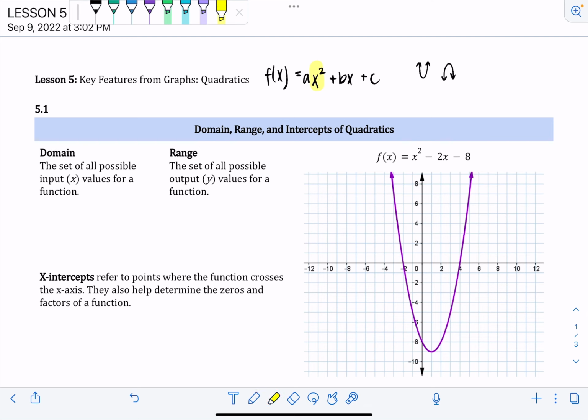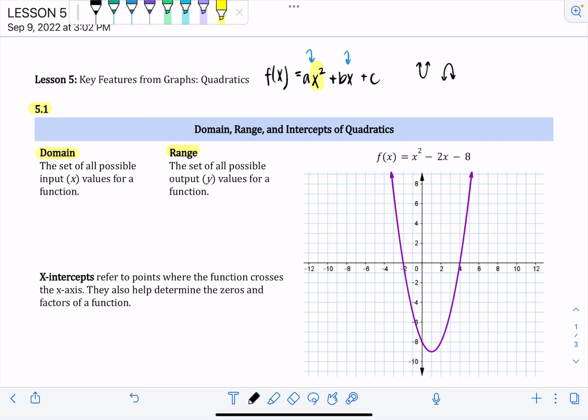Okay, so starting with 5.1. Up at the top, domain, range, and intercepts of quadratics. So the domain is the set of all possible input values for a function, which are usually our x values. Something that you would plug into the function itself to find output values, which are the range. So the range is the set of all possible output values, which is usually our y.